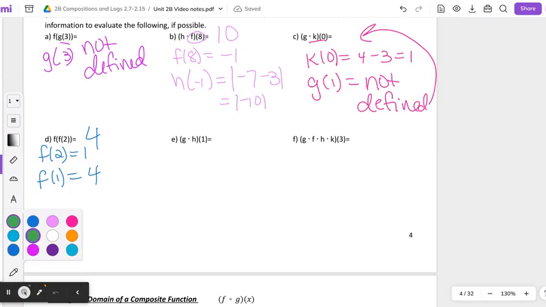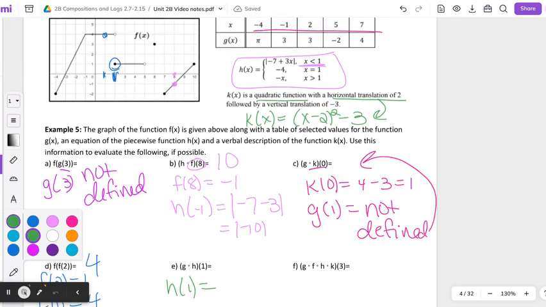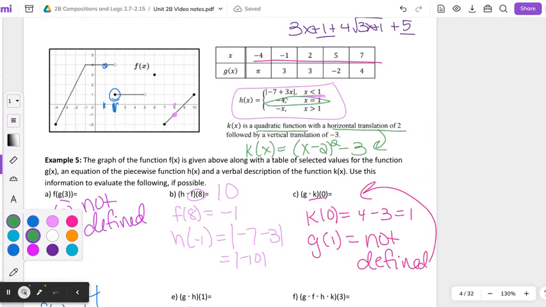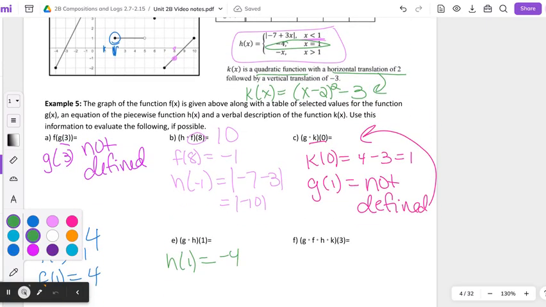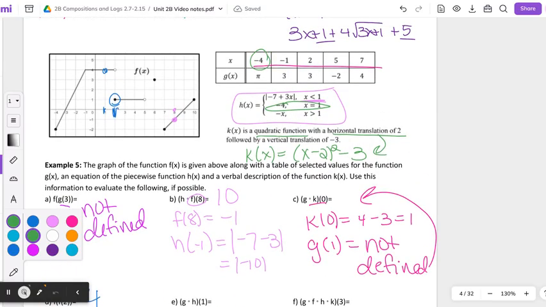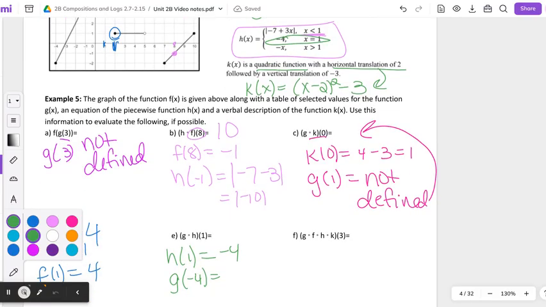Okay, keep it rolling. g of h of 1, so h was that piecewise over here. h of 1 is -4. If I do g of -4 in my table, input 4, output pi.